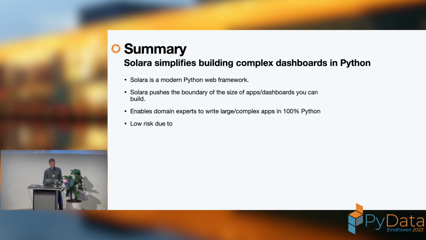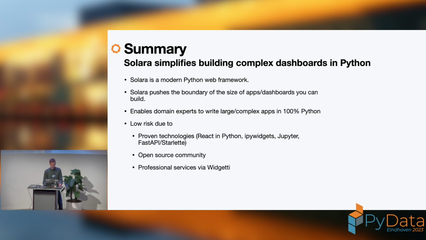We think this is low risk to adopt because we're using proven technology. Like React, the API is expressive enough in JavaScript, so why not in Python? And we're using proven technology such as IPyWidget, Jupyter, and FastAPI. We have an open source community if you need help. If needed, we have professional services. And hopefully, Solara will lead to less of this and more of this.